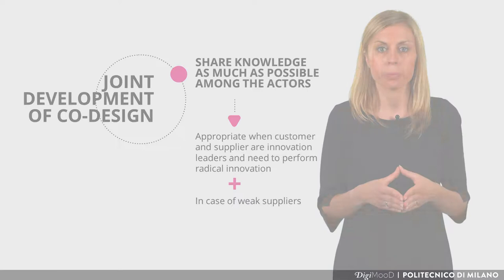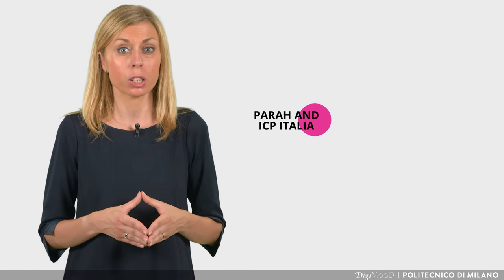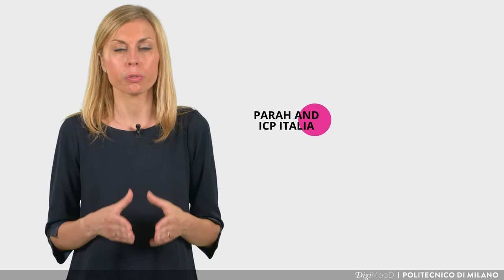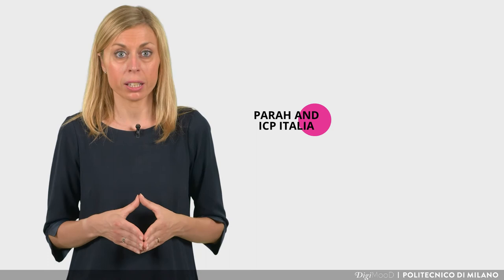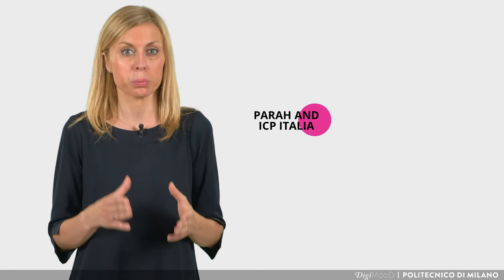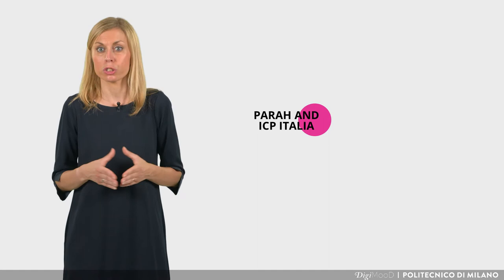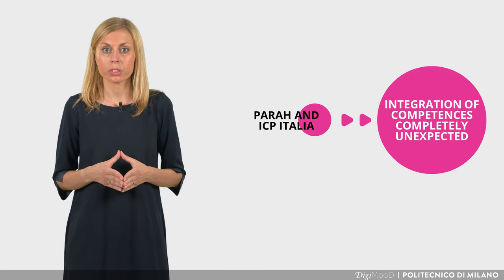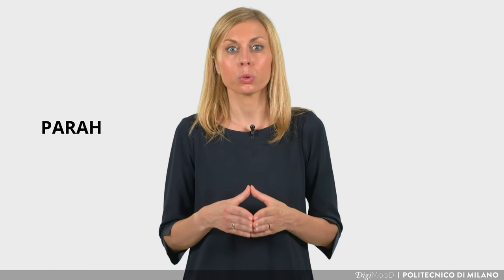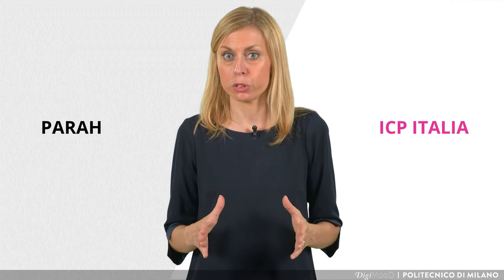An example of this type of co-design could be Para with the pharmaceutical company ICP Italia. In 2000, Para wanted to launch a very innovative product, the Air Push-Up Bra. The innovation was to make the bra lighter and unshrinkable, and Para was looking for a partner to develop this. The critical problem was that, to achieve the requested features, it was necessary to perform a quite radical innovation through an integration of competencies completely unexpected. Para decided to collaborate with ICP Italia, a supplier not part of the fashion industry but a pharmaceutical company.